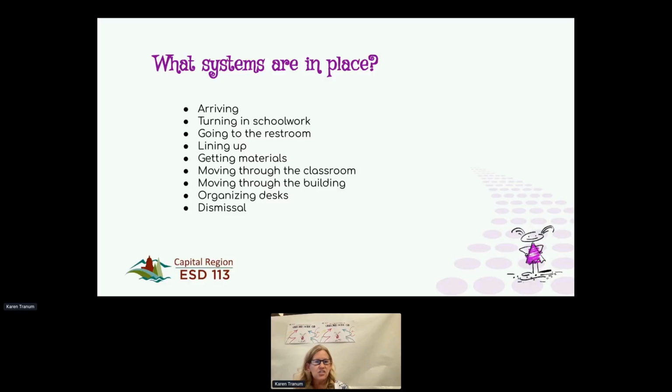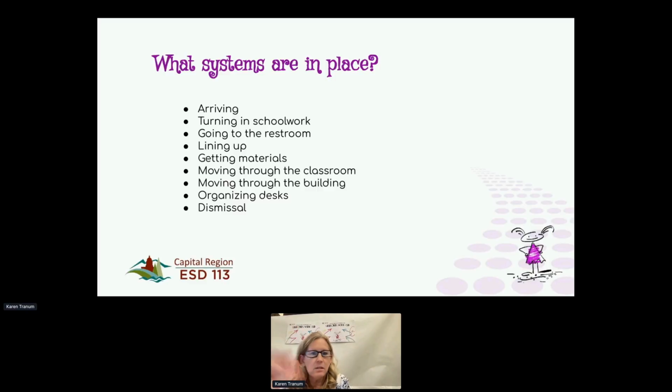The organization of the desks, again, if they're keeping all of their supplies in their desk, how are they going to keep them organized? As much as students on the spectrum love to be organized, unless you show them how you want them, it may not be that easy for them to actually organize their desks.